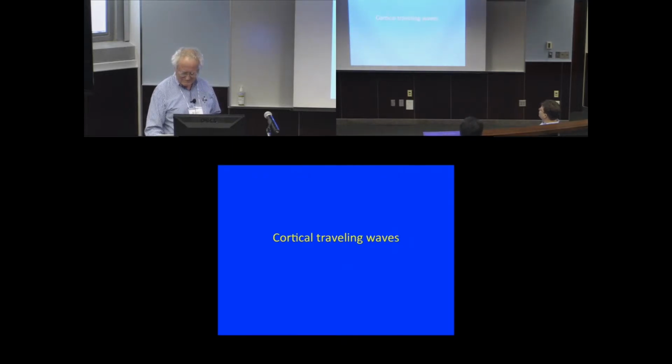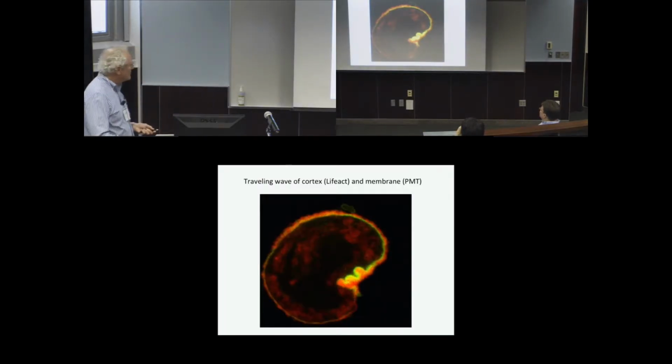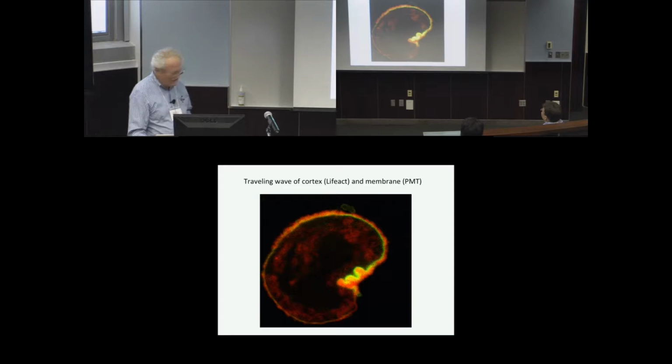migration. Now, as I said, there are cortical actin traveling waves. So here what we've done is to express a plasma membrane tracker, which is an RFP that's dually acylated and plugs into the inner leaflet of the plasma membrane. That's in red, and the cortex is now in LifeAct. And you can watch the traveling wave.